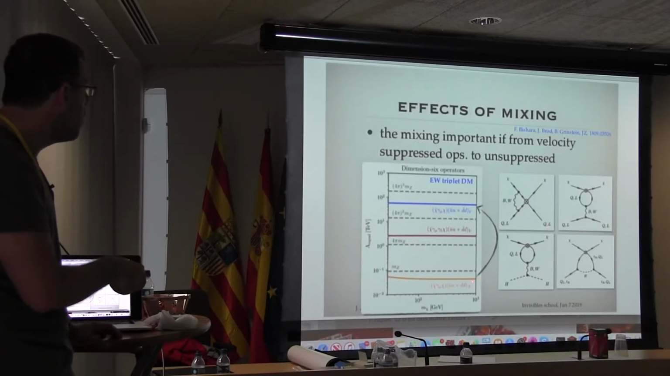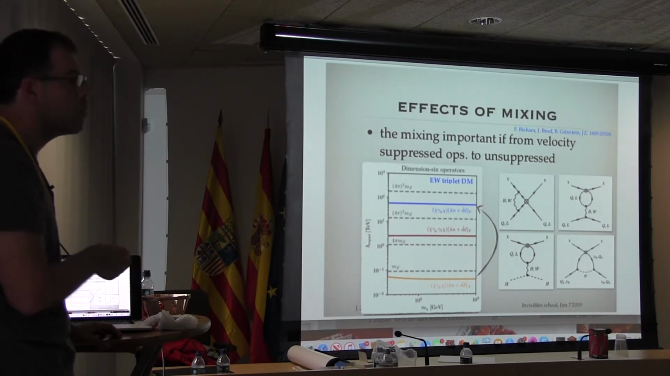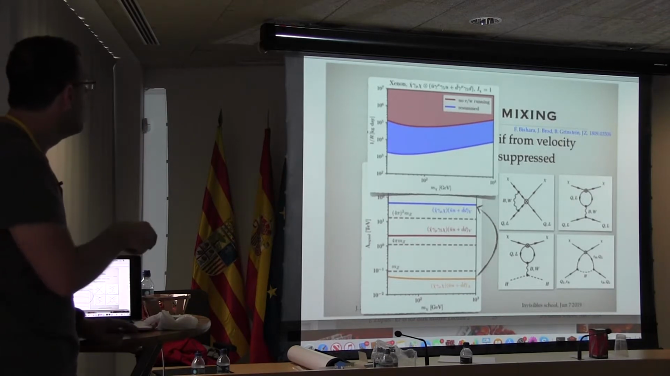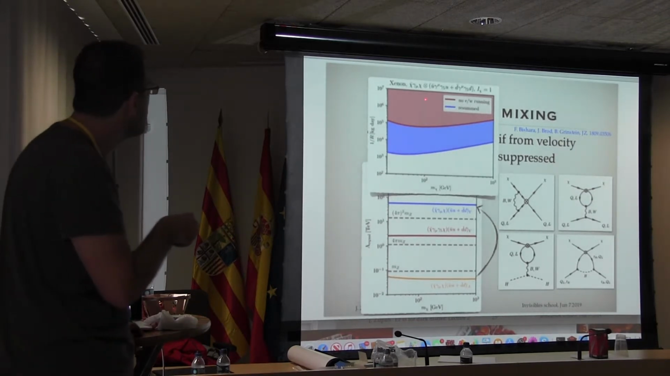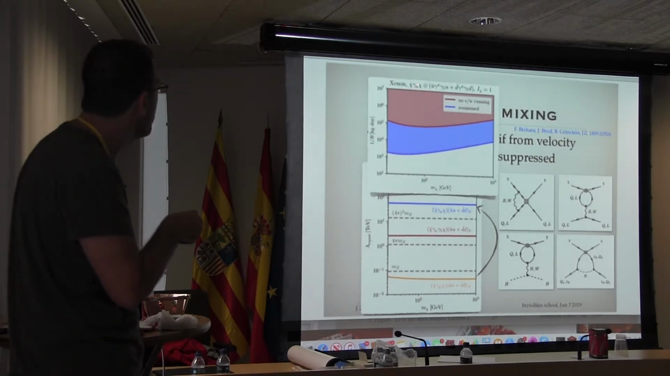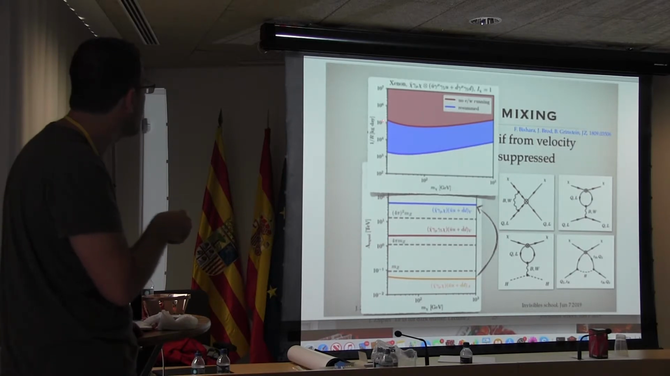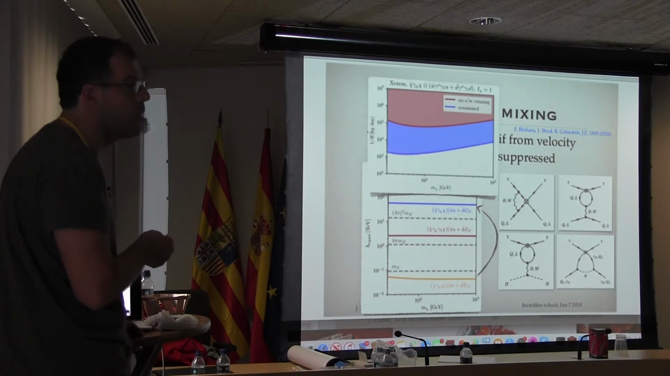But at one loop you will jump to this prediction which corresponds to the blue line. So in terms of the limits, the limit that you would deduce on this operator, vector times axial, if you don't include the running, would be here. If you include the running, so this is log scale, you're off by 2 orders of magnitude in your interpretation.